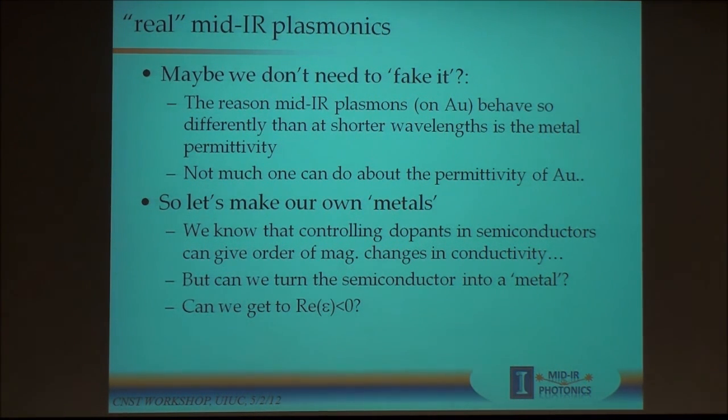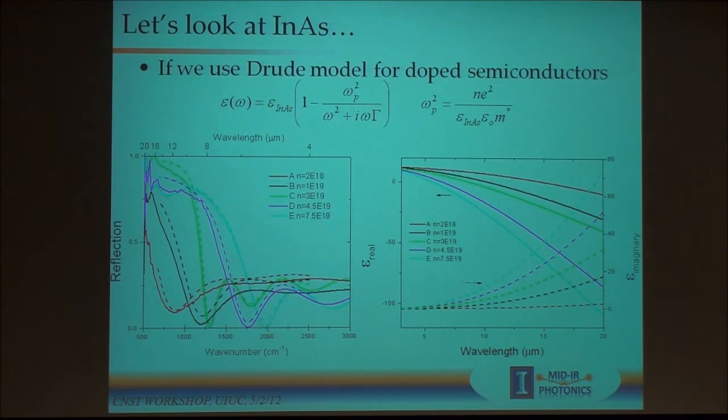In fact, we started thinking, well, maybe we should just make our own metals. And that might just be easier. We know that if we control the dopant concentration in a semiconductor, we can get orders of magnitude change in conductivity. So maybe we can turn our semiconductor into a metal. And maybe we can dope it so high that we can get real parts of epsilon less than 0. This is work that's done by my postdoc Stephanie Law here at UIUC.